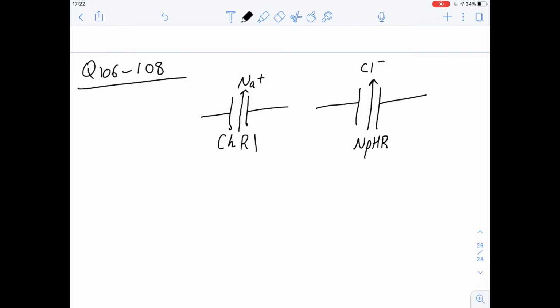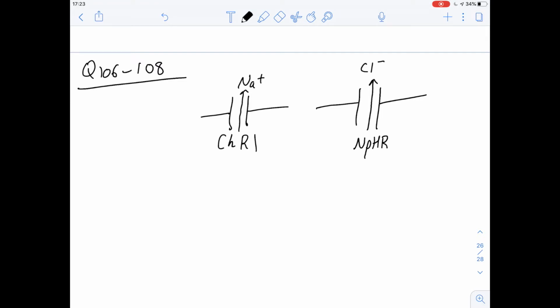So this is a question about optogenetics, and we're told that this is the interaction between light and genes. Have a read over the paragraph that's given here, but I'm going to highlight two different examples. They've talked about two different channels here. CHR1 responds to yellow and green light and allows sodium ions to pass through, and NPHR responds to yellow light by allowing chloride ions to pass through.